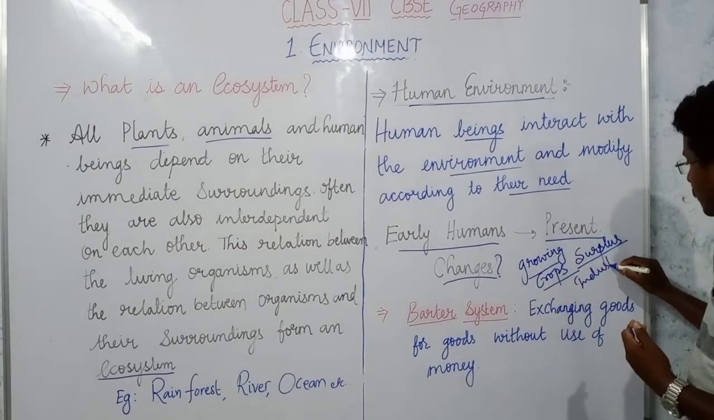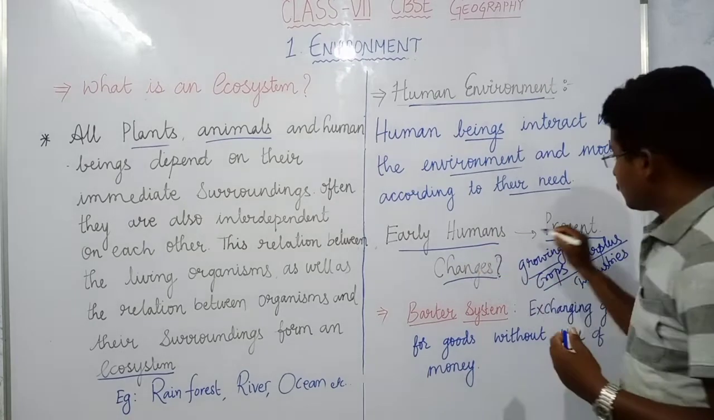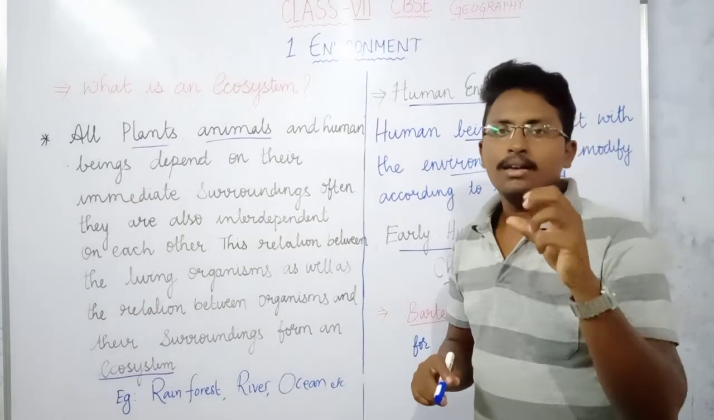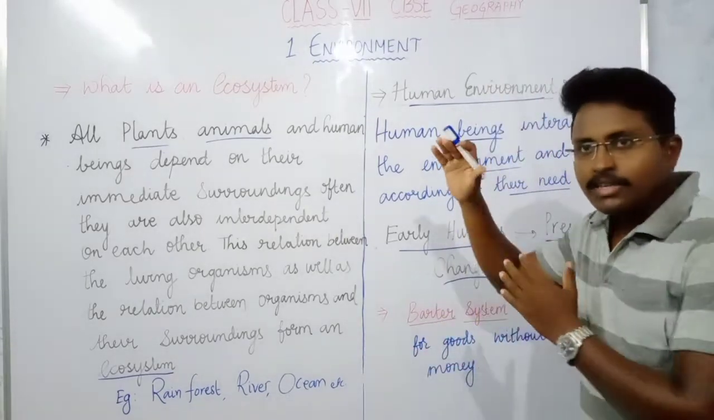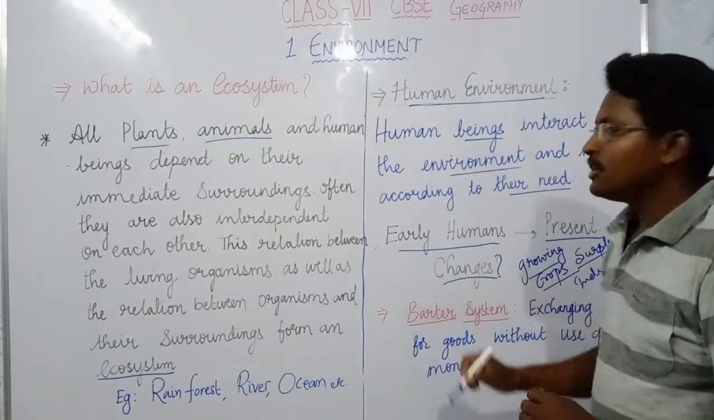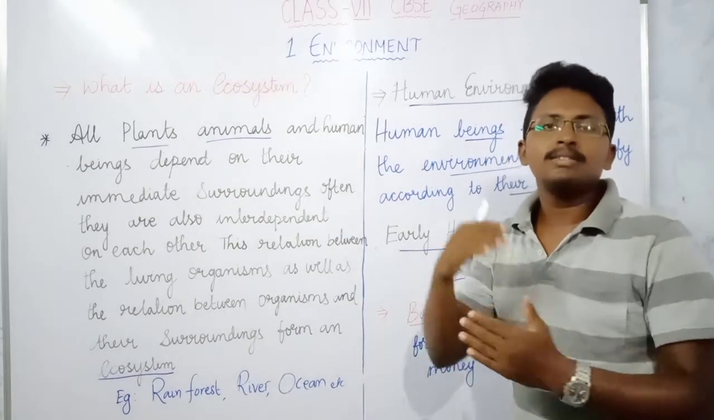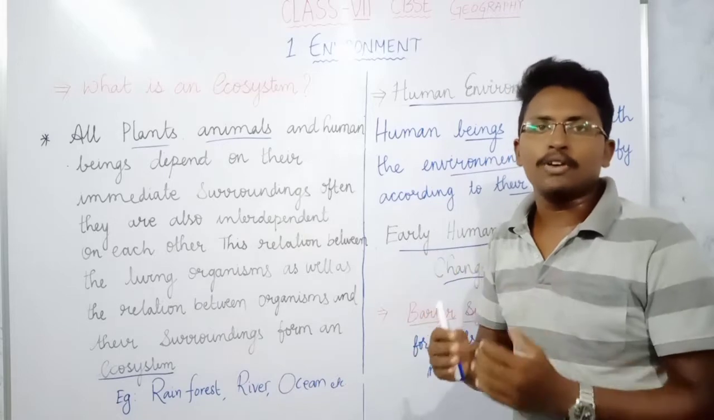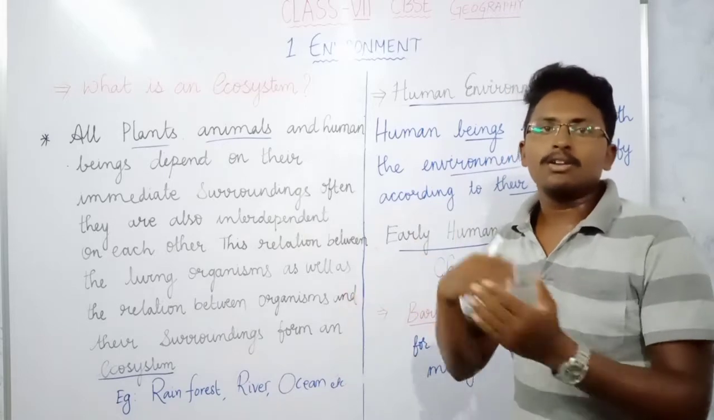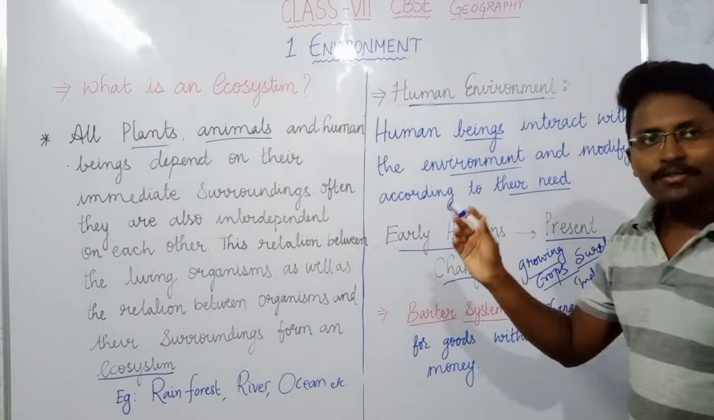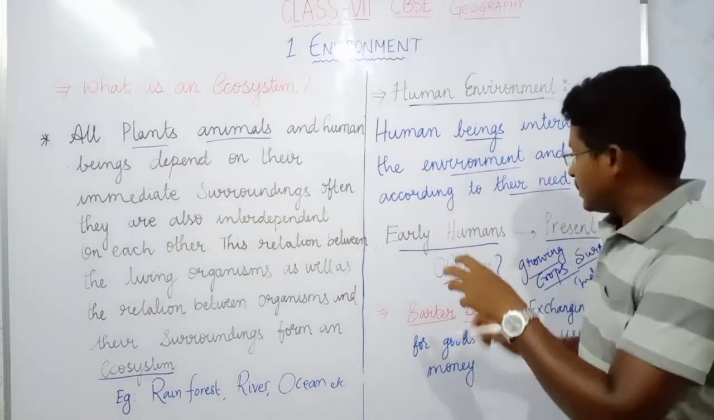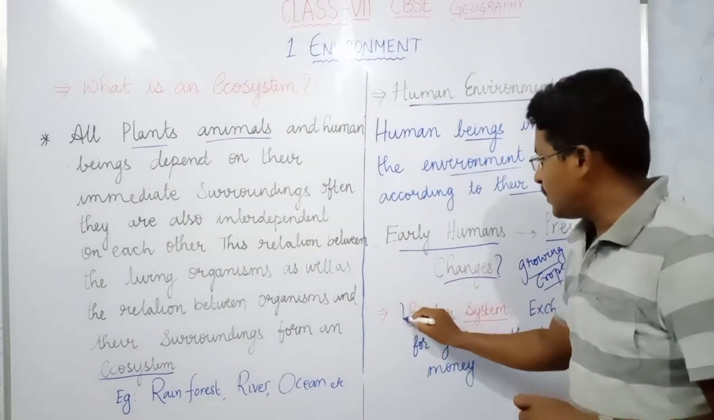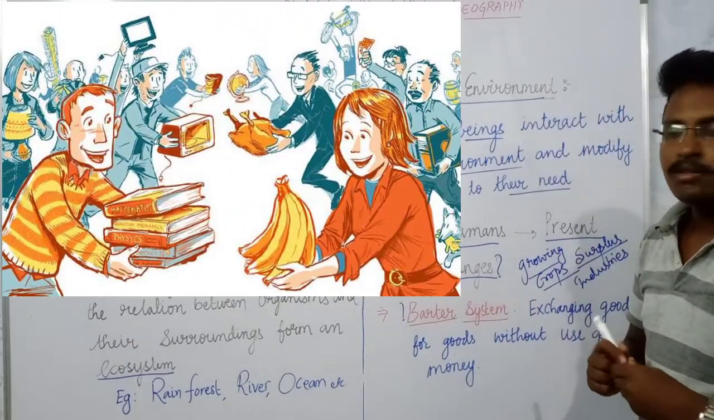So like this, from the early humans to the present humans, different types of changes occurred. In all these changes, you can see every time humans interacting with nature, and they started modifying it according to their will, according to their wish. Then one of the processes also developed in this change from early humans to the present system is the barter system. What do you mean by the barter system?